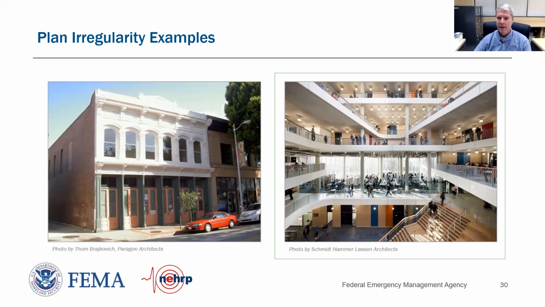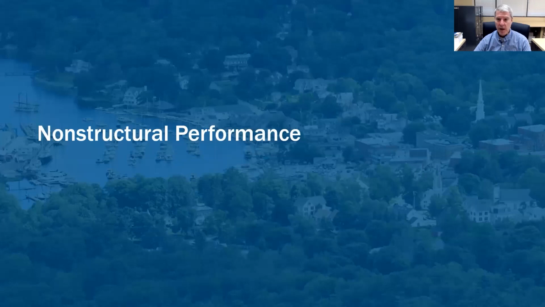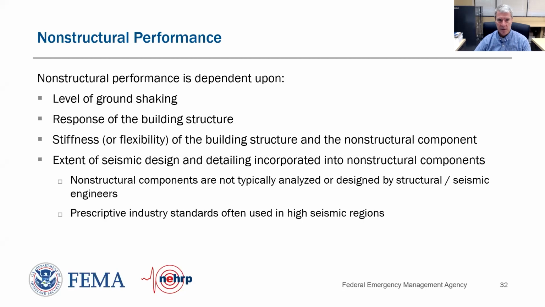Therefore, it's a planned irregularity, and we score it as such. So, non-structural components. The P-154 document doesn't do great justice for non-structural components. It really only looks in the context of falling hazards or life safety risks.